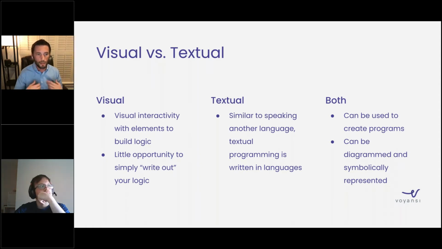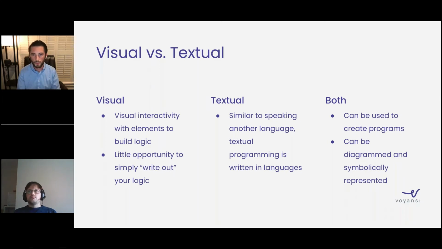Visual-based programming is interactivity. You have different elements depending on the tool that you're using, and you combine those elements in different spatial ways in order to build logic. One of the downsides to visual-based logic is that there isn't that much opportunity to simply write out your logic like you can do in a symbolic manner.